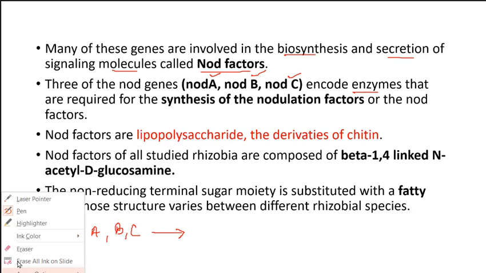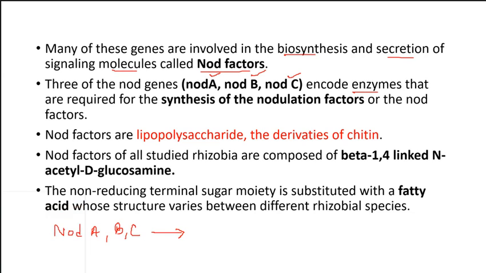The NOD A, NOD B, and NOD D genes encode the NOD factors. They encode the NOD A protein, the NOD B protein, and the NOD C protein. They are together called NOD factors.